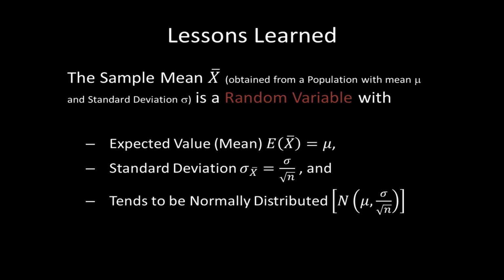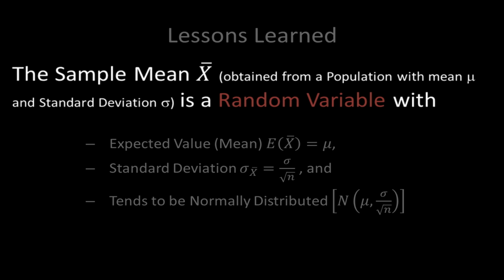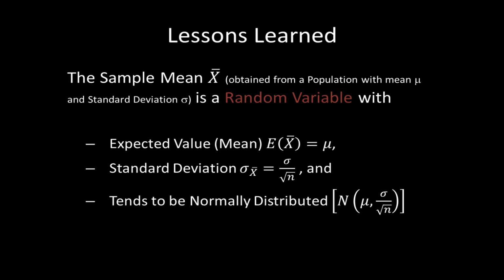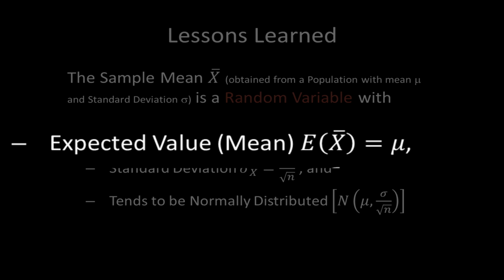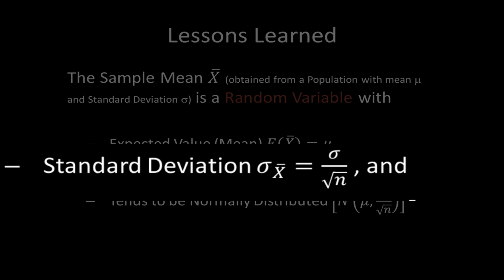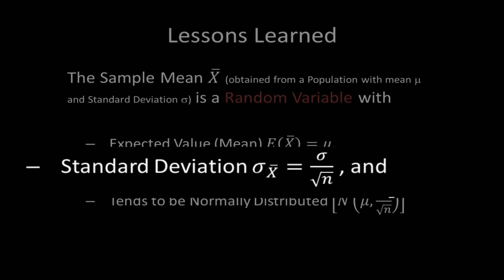There are 4 things that you should take away from this tutorial. The first thing, as obvious as it may sound, is oftentimes overlooked. The sample mean x bar is a random variable. That means that each time we take a sample, we will get a different value for the sample mean. Since it is a random variable, it must have an expected value, a mean. And this expected value is equal to the mean of the population distribution mu. It also must have a standard deviation. That standard deviation, sigma x bar, is equal to sigma divided by the square root of n, the standard deviation of the population divided by the square root of the sample size.